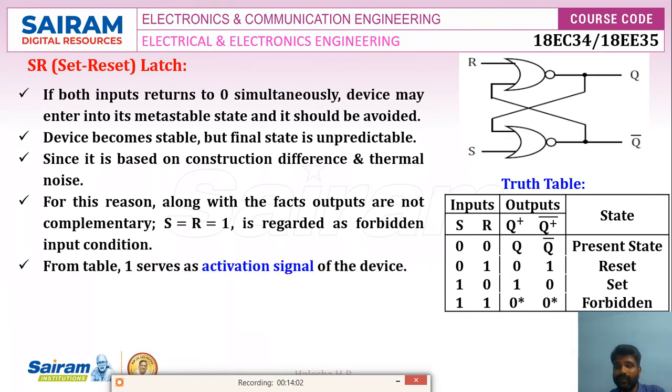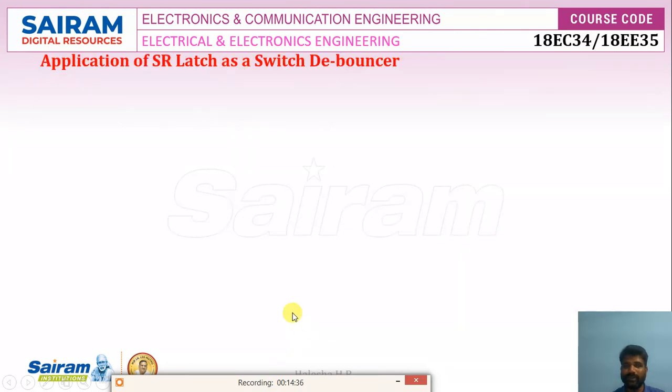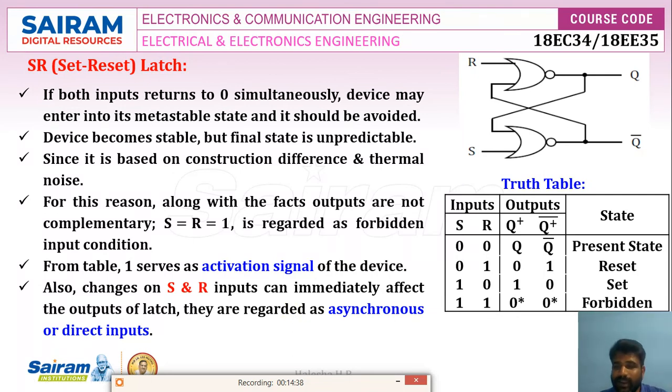So again from the table, see, whenever R is equal to 1, reset. Whenever S is equal to 1, set. So we call 1 the activation signal of the device. Also, changes on the S and R inputs immediately affect the output. Hence, they are regarded as asynchronous or direct inputs. So whenever S and R change, the output will change. That is why they are asynchronous inputs. Clear? So this is about the operation of the SR latch.